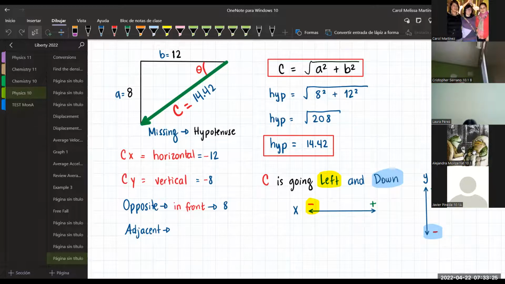The adjacent side means that it's in touch with the angle. It's the leg that is not the hypotenuse, because the hypotenuse, you know already, is going to be touching the angle. So the other side that is not the hypotenuse is going to be the adjacent side. Because this adjacent side is touching the angle in this part, we say that this is the adjacent side to the angle.